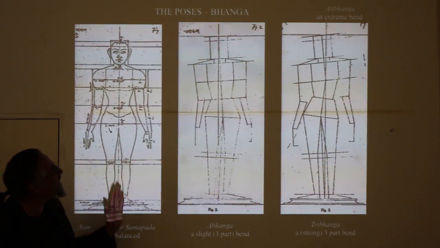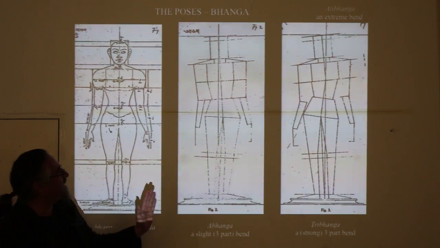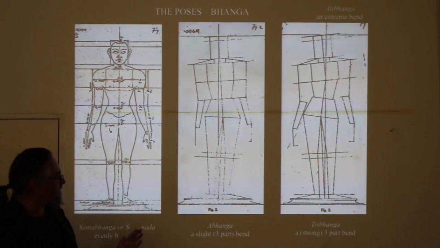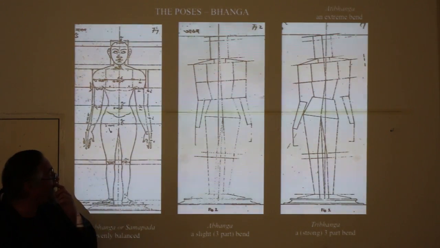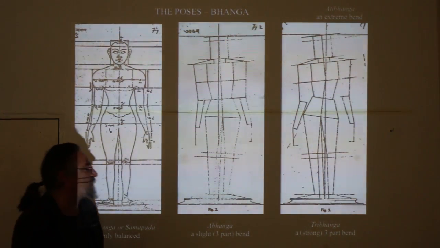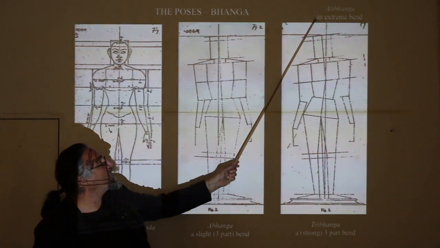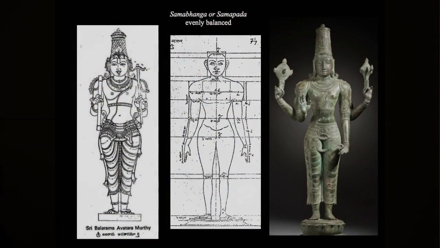But when there is a slight shift to one side, you get an abhanga. And the abhanga is now bending almost like a two-part bend, basically, at the hip. It's a slight three-part bend because the head will probably compensate, but often is called the two-part bend. Finally, the tribhanga clearly says three. Tri is three in Sanskrit, so a strong three-part bend. And there is a fourth one, the atibhanga, which we'll look at, which is the extreme bend in the human figure. So let's look at them one by one.